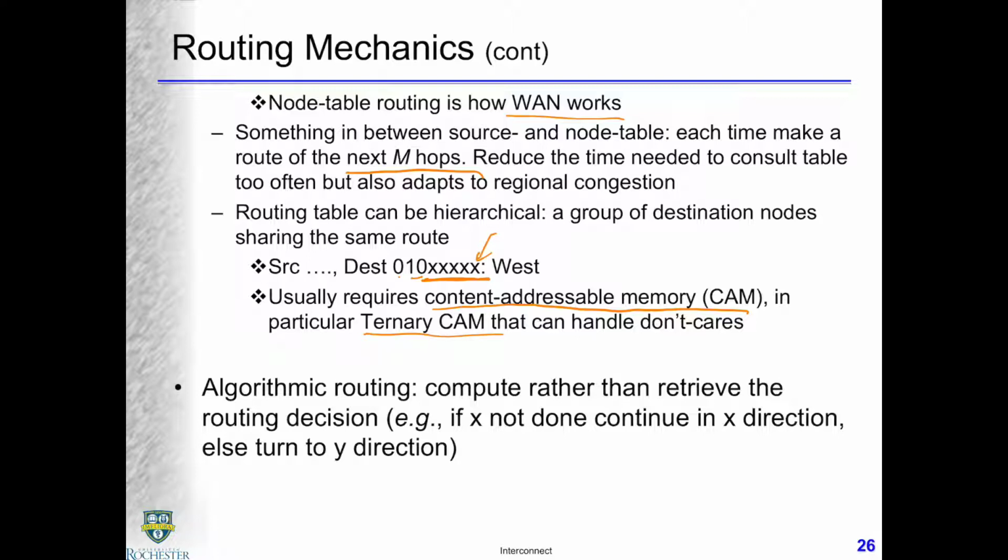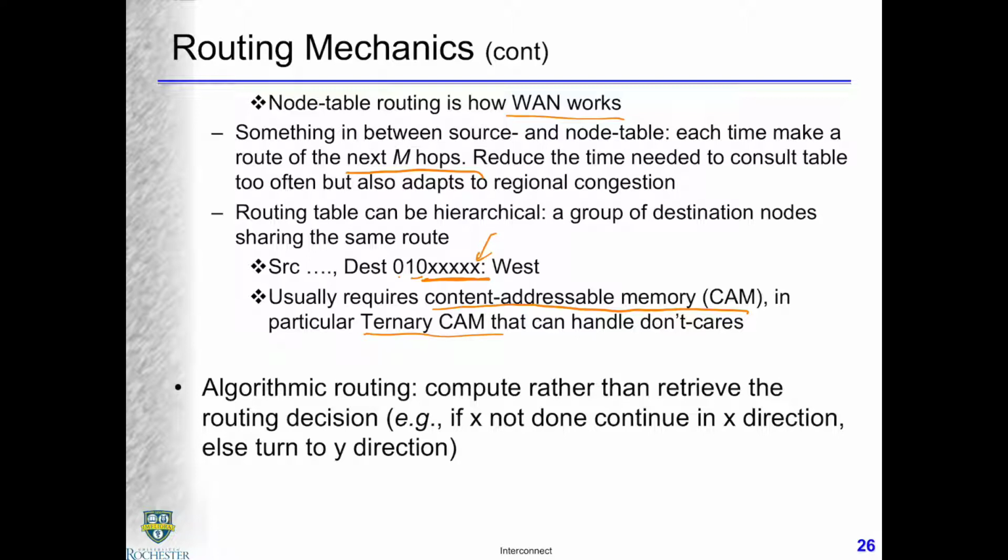Okay, so ternary CAM is a thing. It's a special type of chip that some companies make. It's a very small market, it's not a household item. It's used in these internet routers. But some companies specialize in that. I think it was a Japanese company. So that's routing table. You have all these different possibilities, source, node, somewhere in between, but it's usually just look up some table.